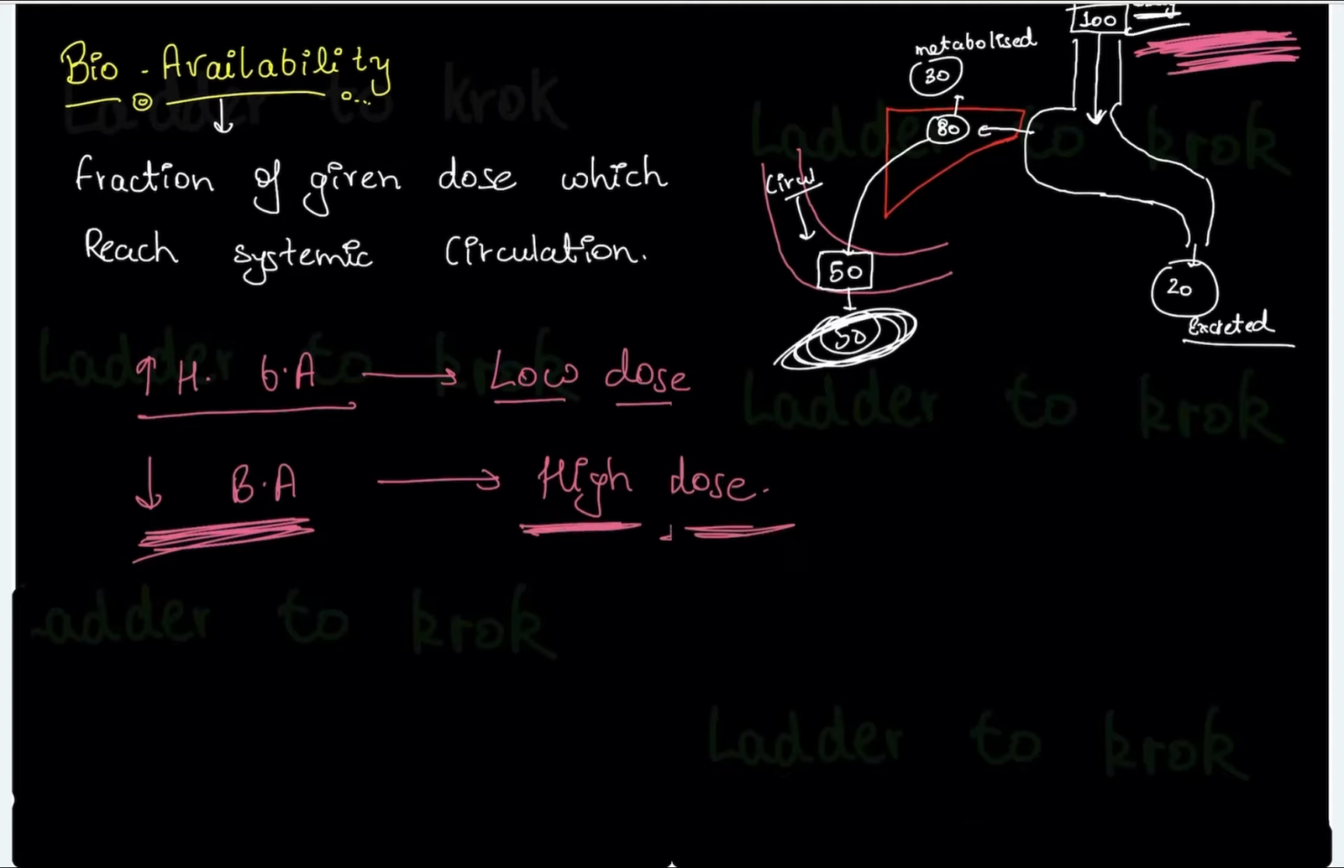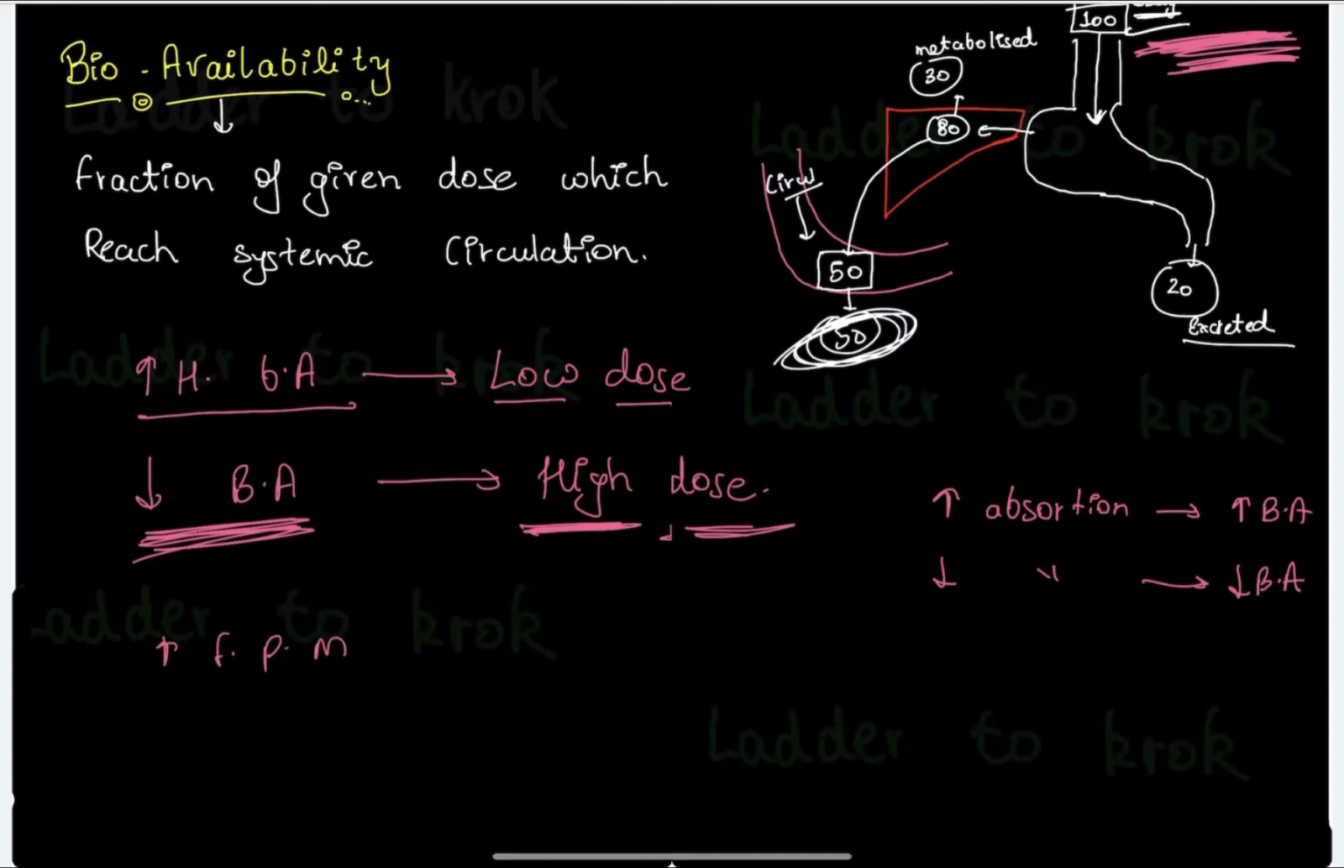Now there are some factors which affect bioavailability. It's a common sense thing: if there is high absorption of a drug, that drug has high bioavailability. If a drug has low absorption, that drug has low bioavailability. Now, if a drug has high first pass metabolism.